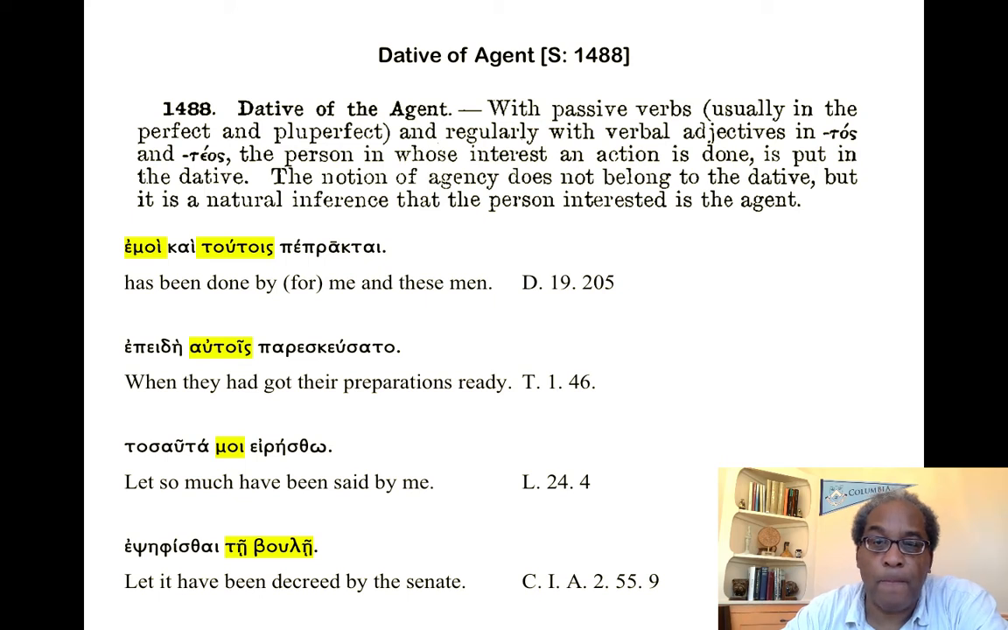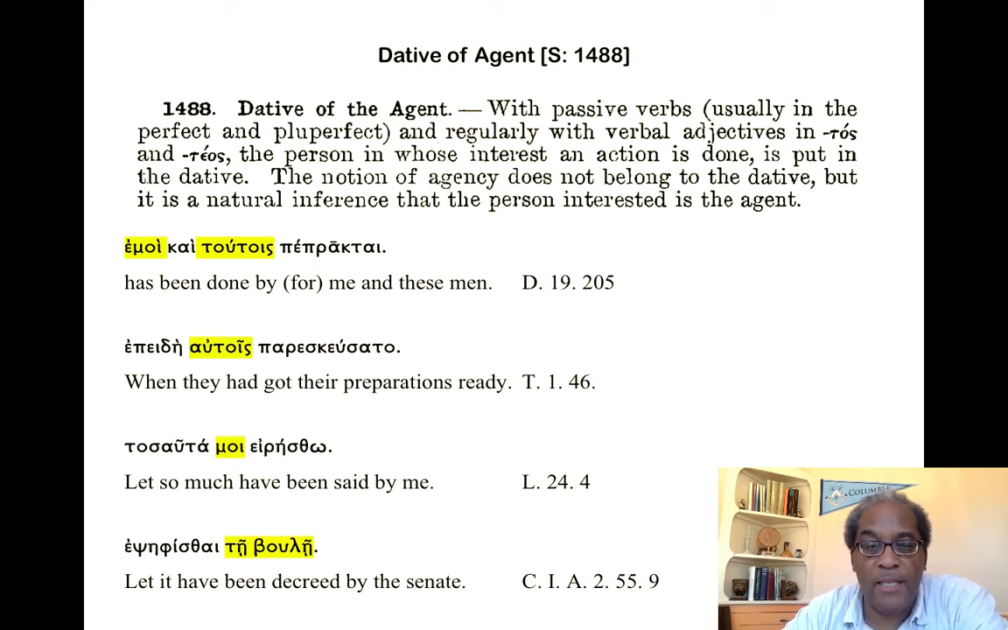is the agent. So our first example from Demosthenes, moi kai tutois pepraktai. This has been done for me and these men, i.e. by me and these men. Or from Thucydides, epe de autois parascusato, when they had got their preparations ready, literally, when it was gotten ready by them.